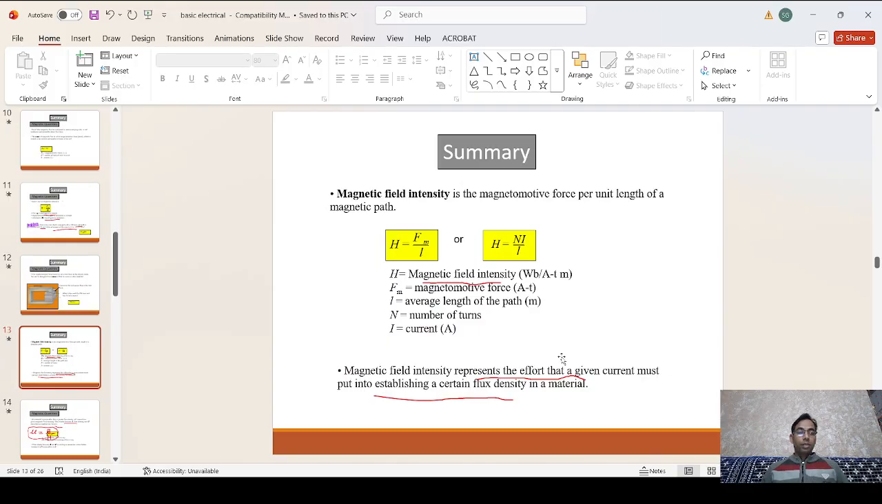And next definition, magnetic field intensity is the magnetomotive force per unit length of a magnetic path. So H equal to mmf upon length, mmf denoted by Fm upon L.